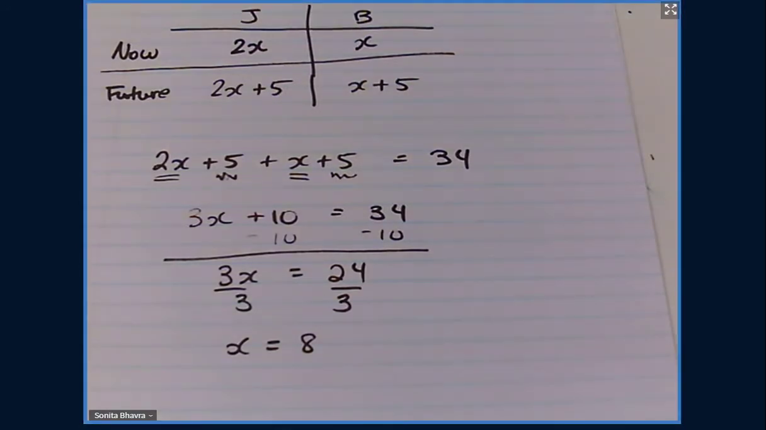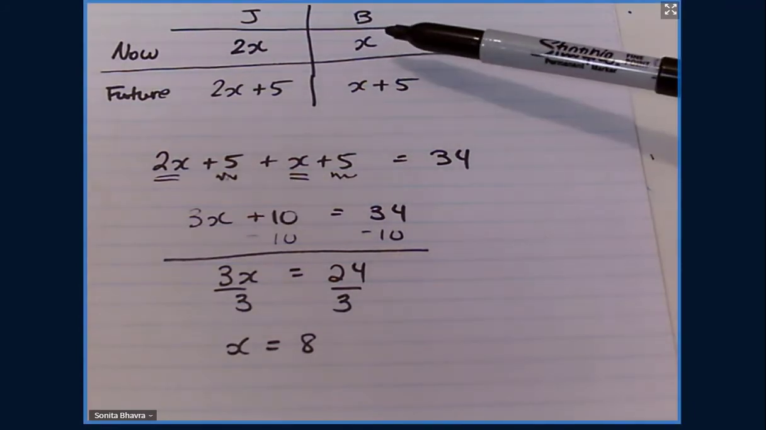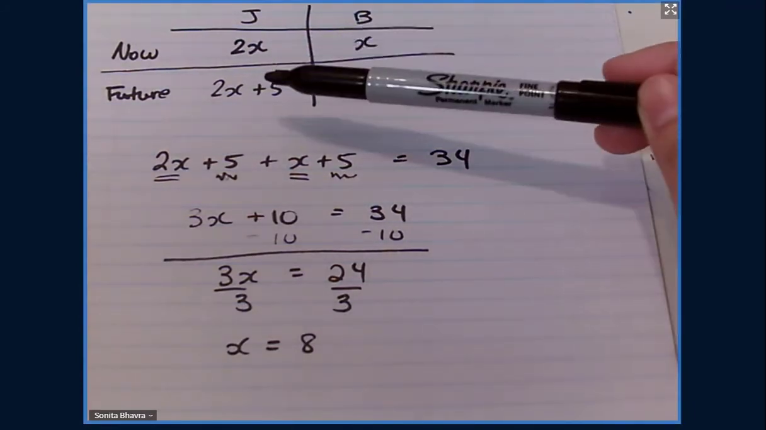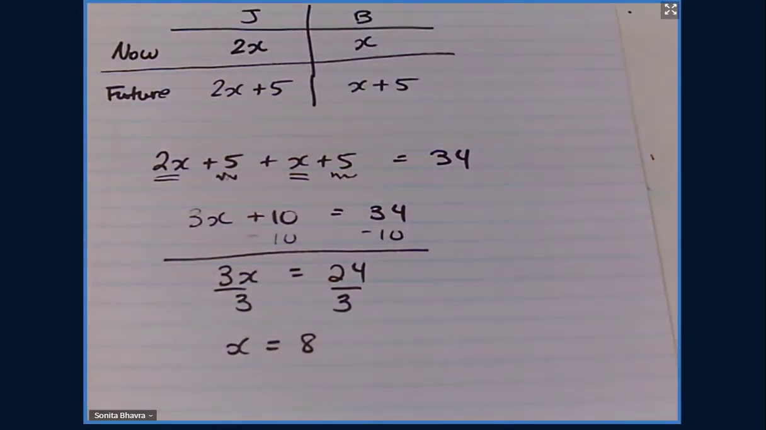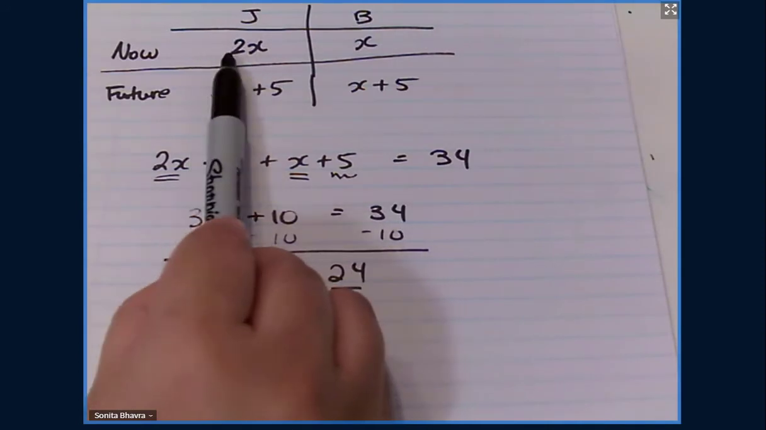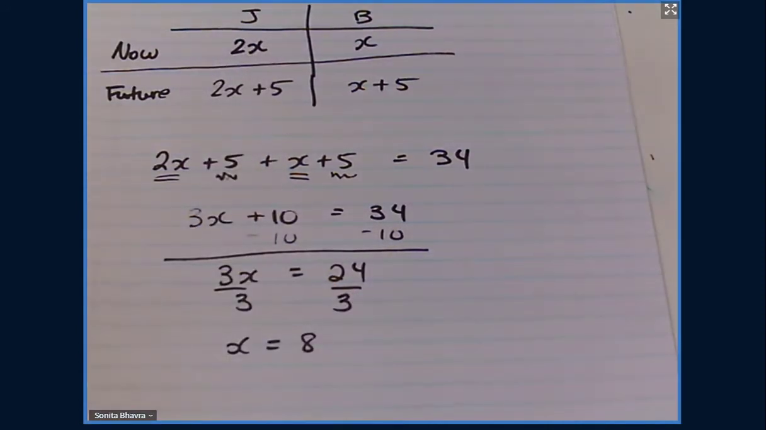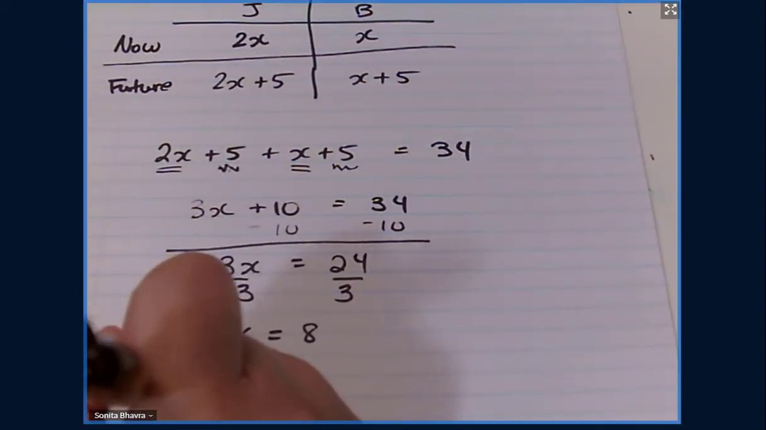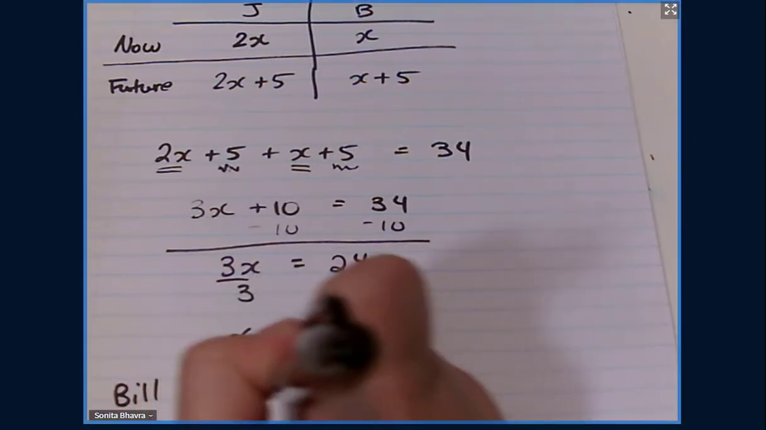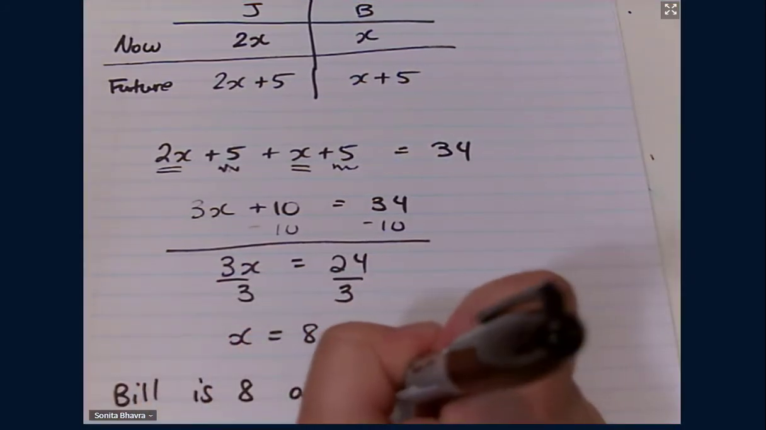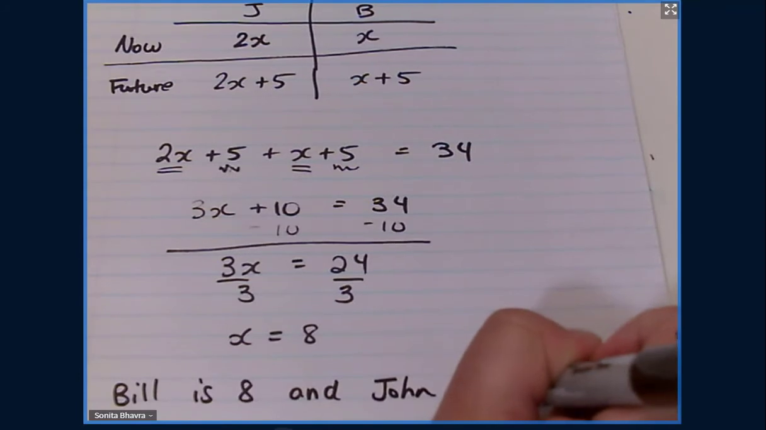All right, so if we go back to our variables here, x represents Bill, 2x represents John. So therefore, Bill is 8 and John is 16, okay, because it's 2 times x for John. So Bill is 8 and John is 16.